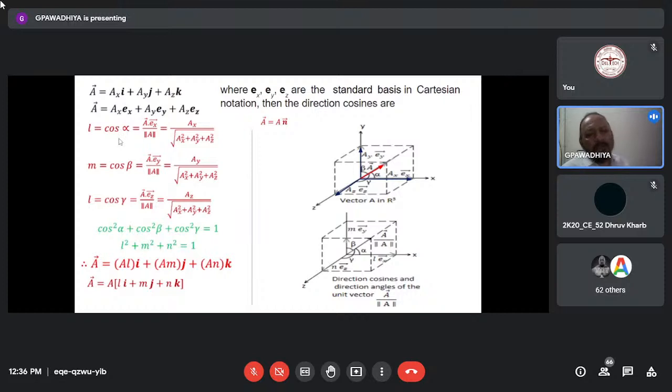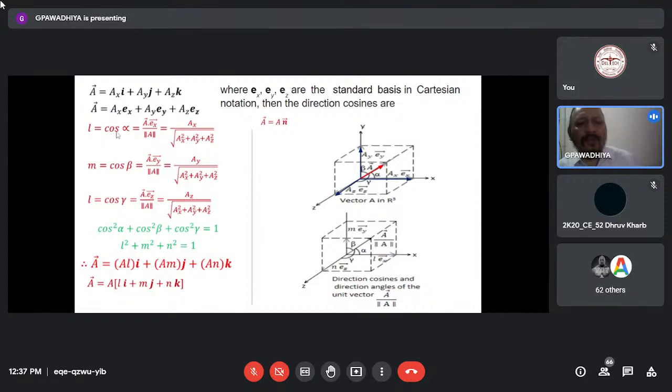Then the cosine of that angle alpha: if you look, this plane is perpendicular, so cos alpha can be defined by taking the dot product of A with Ex, a unit vector directed along the x-axis. A dot Ex gives us Ax. The angle between Ax and A is alpha, so cos alpha is Ax divided by the magnitude of A. So Ax divided by the square root of Ax squared plus Ay squared plus Az squared is cos alpha.